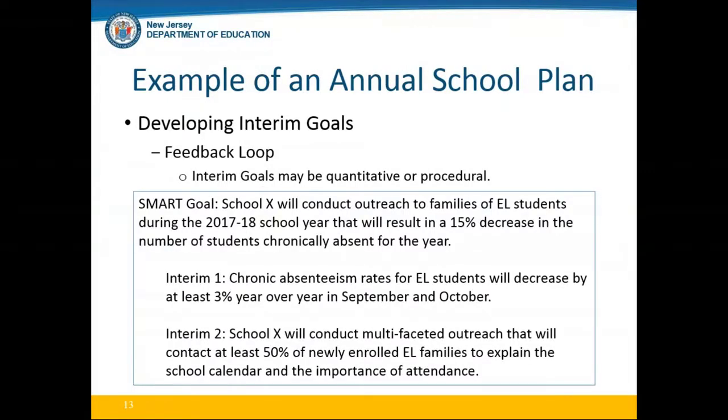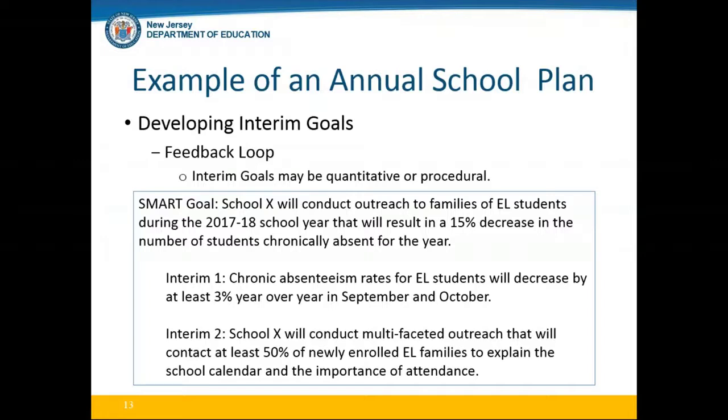Recall that interim goals are an essential feedback loop in the annual school planning process. They help us know if we are on track to achieve our goal. Some interim goals may be quantitative, if a measure exists that would tell us if we are on pace to achieve the goal, while others may be procedural, describing actions that are mileposts on the road to improvement.